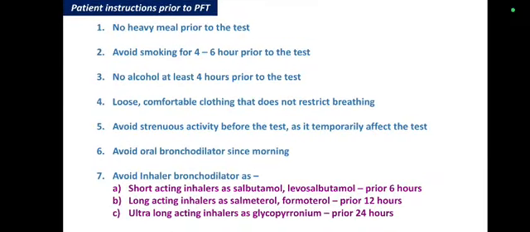Patient instruction prior to PFT: no heavy meal prior to the test, avoid smoking for 4 to 6 hours, no alcohol at least 4 hours prior, wear loose comfortable clothing, avoid strenuous activity before the test, avoid oral bronchodilator since morning, avoid SABA for 6 hours, LABA for 12 hours, and ultra long acting LABA for 24 hours.